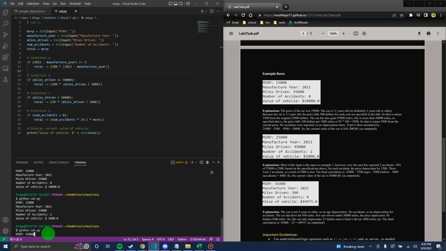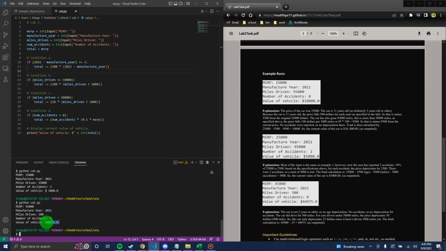So 45,000 is the MSRP. It's quite the expensive car. 2021, 500 miles and 0 accidents, and that will give us 44975. And as you can see, just as promised, the space is now gone.